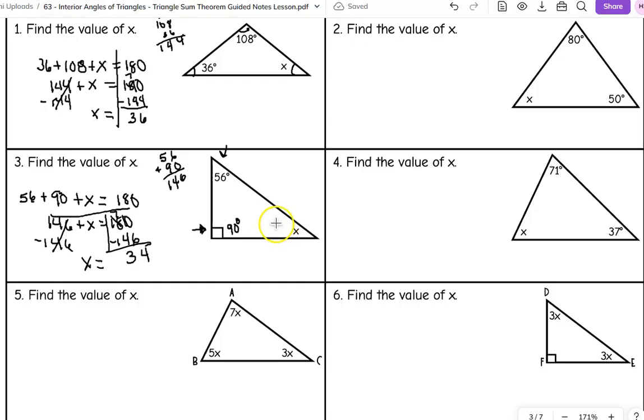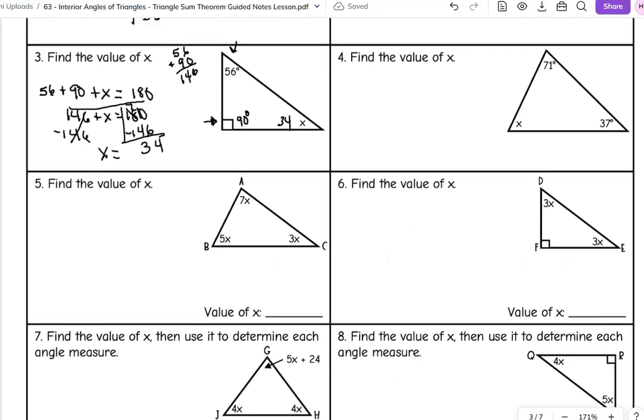So x equals 34. Again, I'm going to check my work to make sure that it's correct. So 34 for x plus 56 plus our 90, and it does equal 180 degrees. So we always want to add them back and make sure we get 180. If we get 180, then we're good.